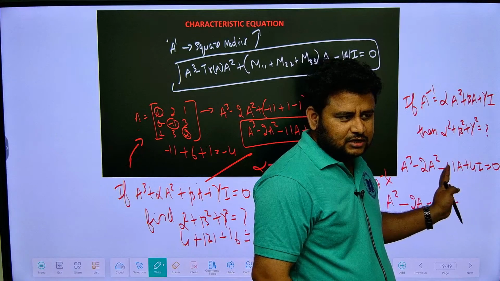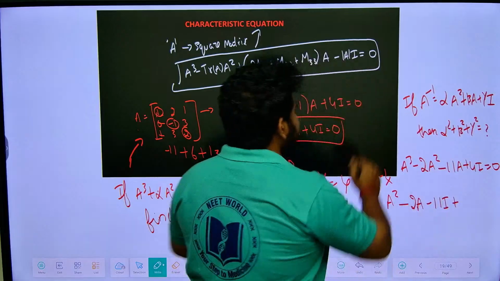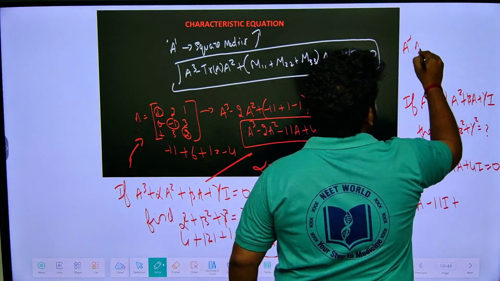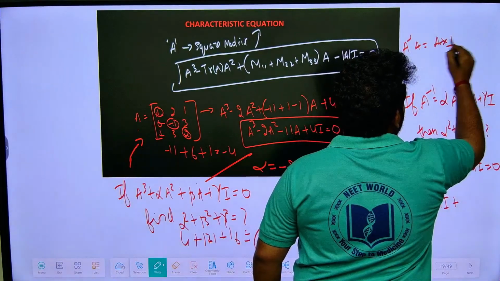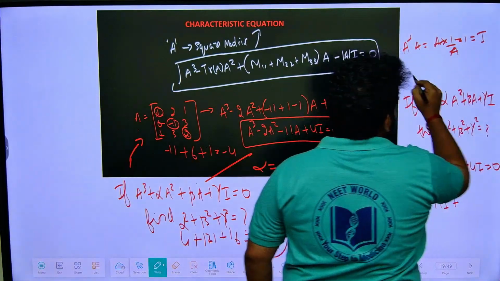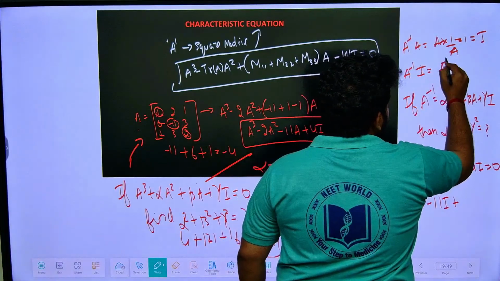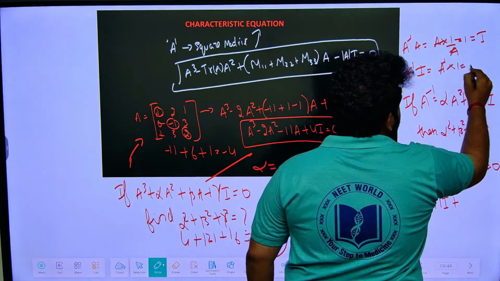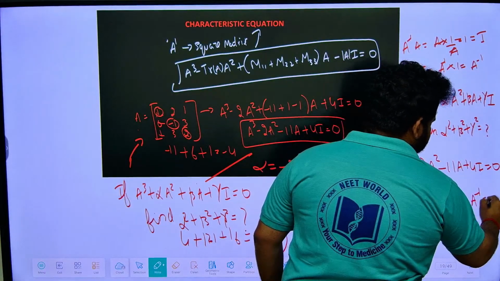Understood or not? Akshaya, Bhavani, Anusha, understood or not? A inverse into A is nothing but A into 1 by A. It will cancel, you will get 1, and 1 is nothing but the identity matrix. So A inverse into I is nothing but A inverse into 1, that is A inverse only. So this will become 4 times A inverse is equal to 0.